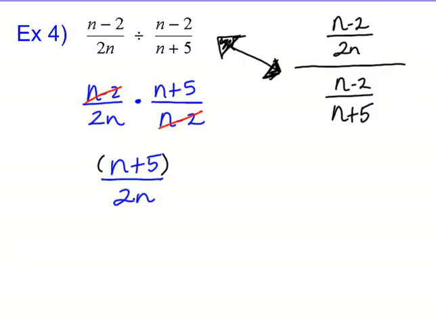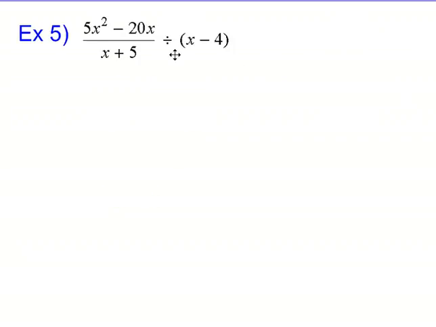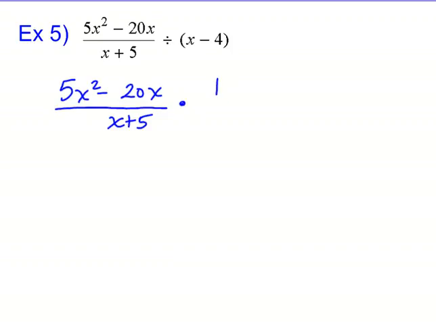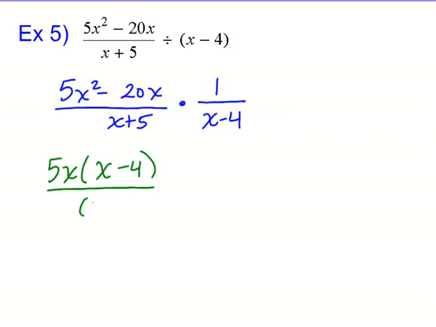Okay, let's do one more division problem. Okay, so we'll keep that 5x squared minus 20x and divide it by x plus 5. And we're going to change the division to a multiplication and take the reciprocal of the second one. Now what we need to do is find greatest common factors. I have 5x squared minus 20x. I know that 5x is the greatest common factor, leaving behind an x minus 4. That becomes x plus 5. And we're going to multiply times 1 over x minus 4.